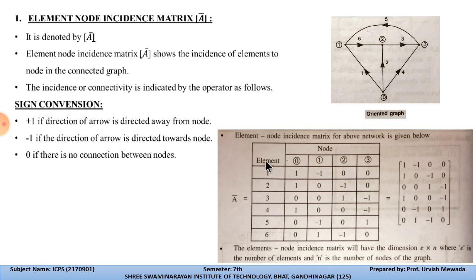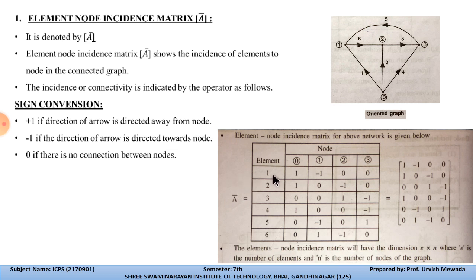Here we take the nodes. We have the number of nodes, that is 0, 1, 2, 3. In the horizontal line we take the nodes, and in the vertical line we have the elements. Counting the elements: 1, 2, 3, 4, 5 and 6. So we have 6 elements, and we can form a 6 by 4 matrix with the help of this network. In this column the elements are written 1 to 6, and this A bar indicates the element node incidence matrix.